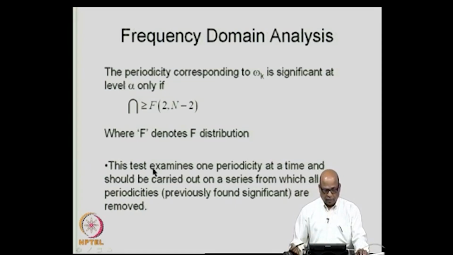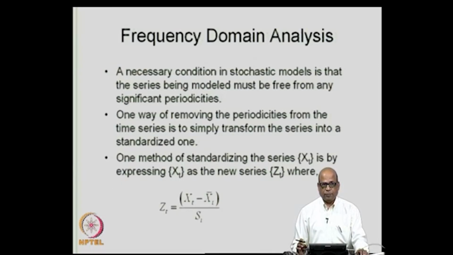This test examines one periodicity at a time, and it should be carried out on a series from which all the periodicities previously found to be significant are removed. So, this is done one by one. Remove the first periodicity, test for the second one, remove the second one, test for the third one, and so on. Like this you can do.